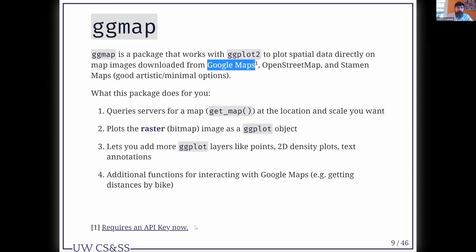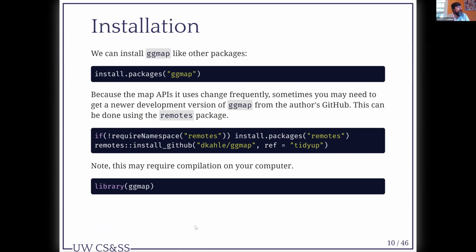Okay. So installation, you can install ggmap like any other package. So install.packages("ggmap") will do it. The thing is, though, packages like ggmap, and often packages that deal with things like social media data, like Twitter and stuff, their APIs will often change frequently, right?